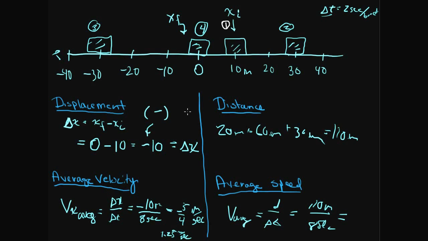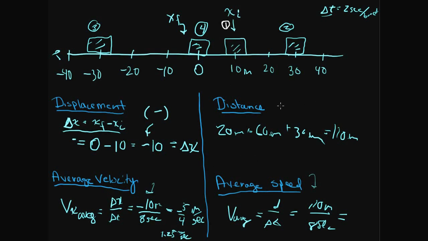Okay, so to sum everything up, displacement and average velocity are vector quantities, meaning they have both a direction and a magnitude. The formula for displacement is the final position minus the initial position. The average velocity is concerned with displacement, whereas average speed is concerned with total distance traveled.